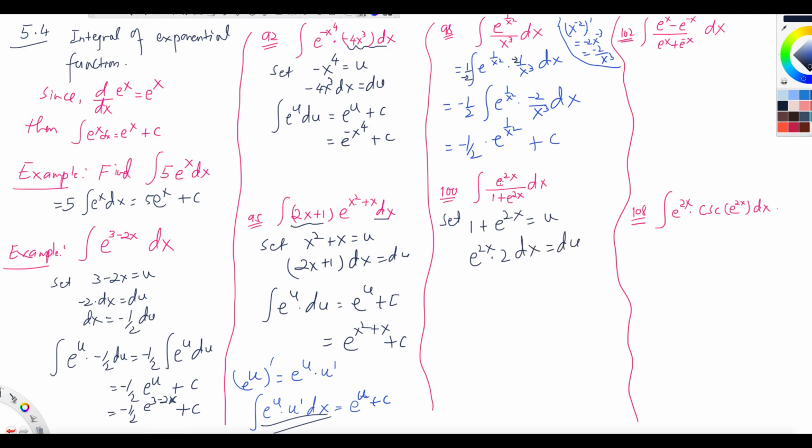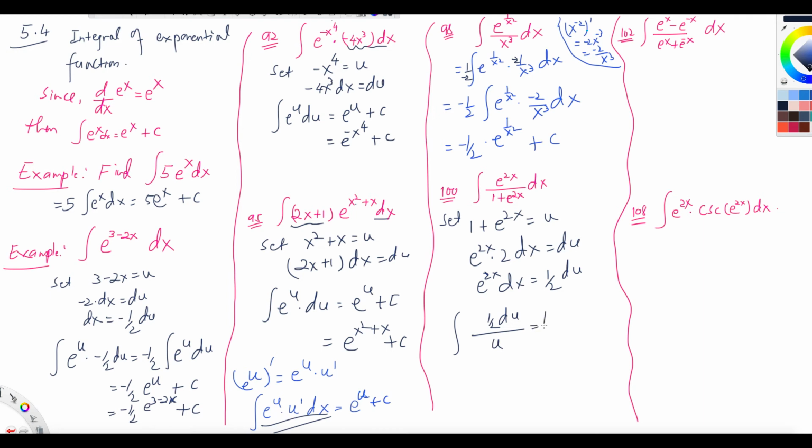But we need to find e to the 2x dx, e to the 2x dx. So you divide by 2 on both sides. You get e to the 2x dx equals 1/2 du. So this is like 1 over u and then du, right? You see that? Because e to the 2x dx is 1/2 du, divided by that thing, which is u.